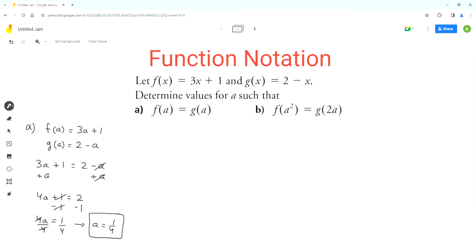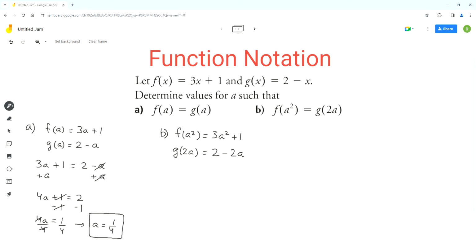So now we can do part B. In part B, we are given that f(a²) is equal to g(2a). So first we'll find out what these functions are. We'll start with f(a²). For f(a²), we'll replace x with a² in the given f(x) function. So we get 3a squared plus 1. And now we can work on the g function. So g(2a) will be equal to 2 minus 2a.